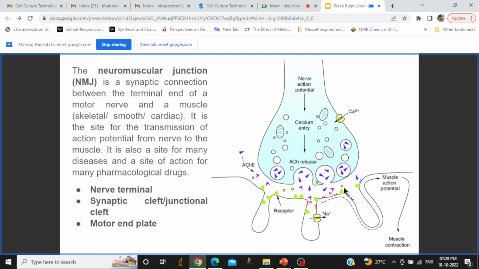So when the motor neurons give the nerve action potential, neurotransmitters, like acetylcholine here, are released and act on the receptors, and after that the action potential is generated in the muscle, whether skeletal, smooth, or cardiac muscle. After the action potential is generated, it leads to contraction of the muscle. So our question was related to the neuromuscular junction only, and it is present between the muscle and the motor neuron.